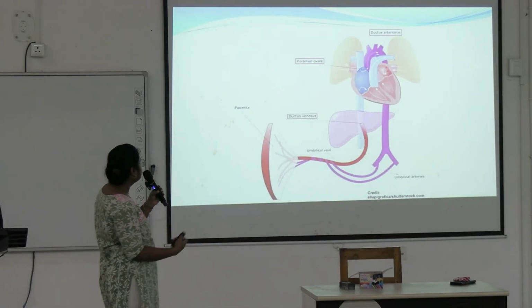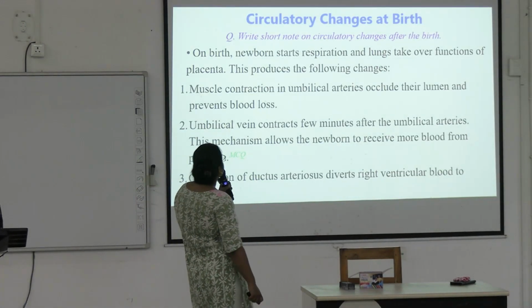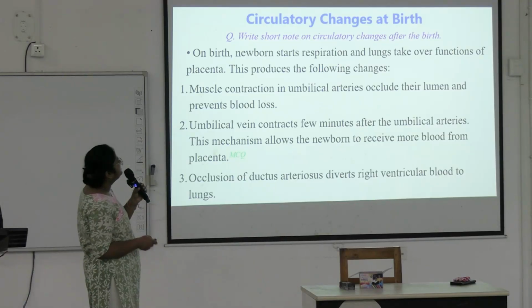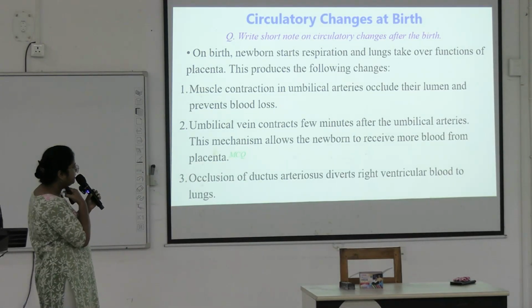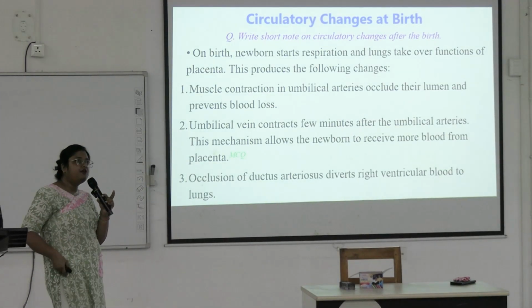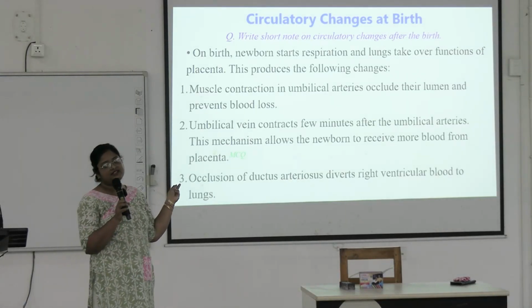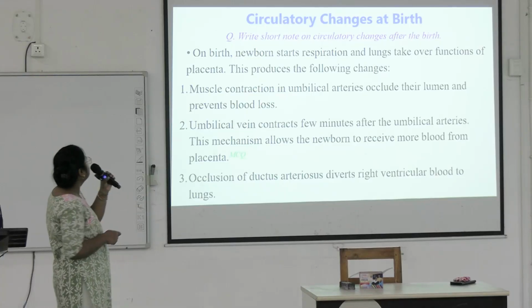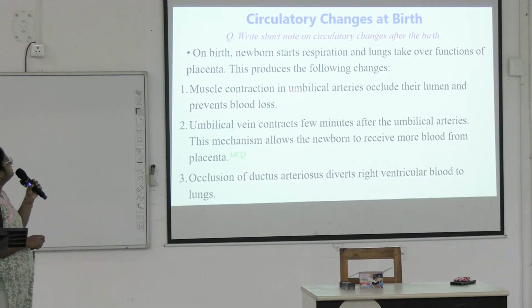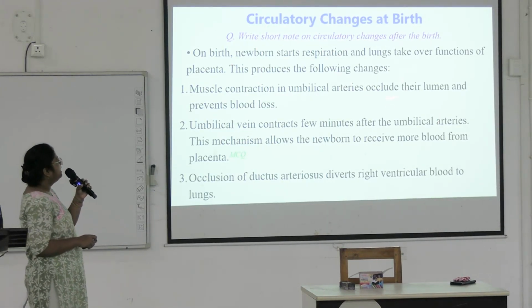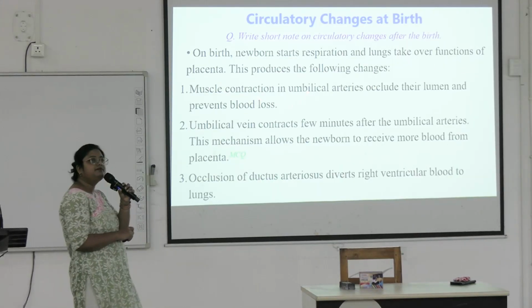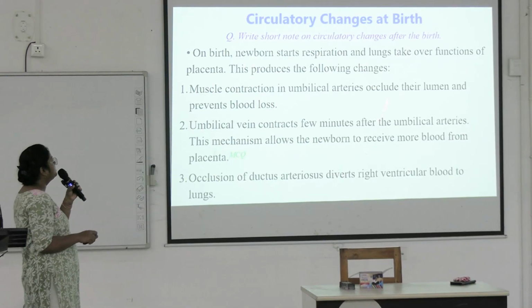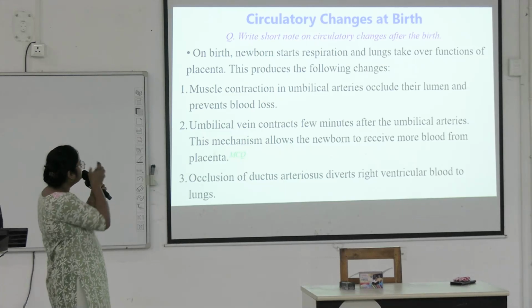Okay. Next. So what are the circulatory changes that occur at birth? This is also asked as a long question. You will be asked fetal circulation and changes occurring after birth. So on birth, the newborn starts respiration and the lungs take over the functions of the placenta, and this produces the following changes. What are the changes?